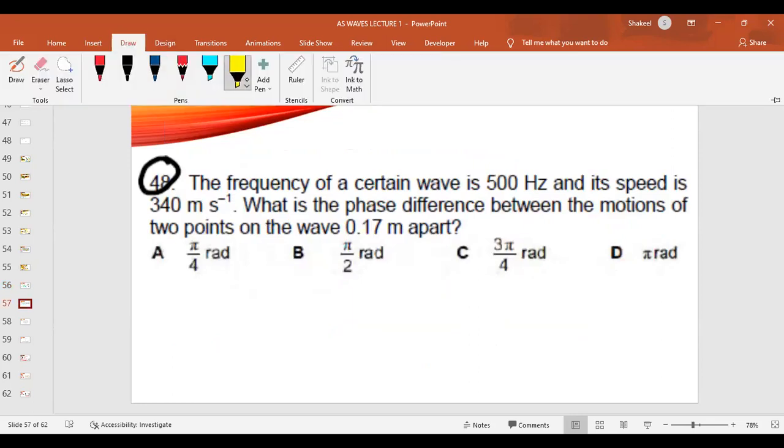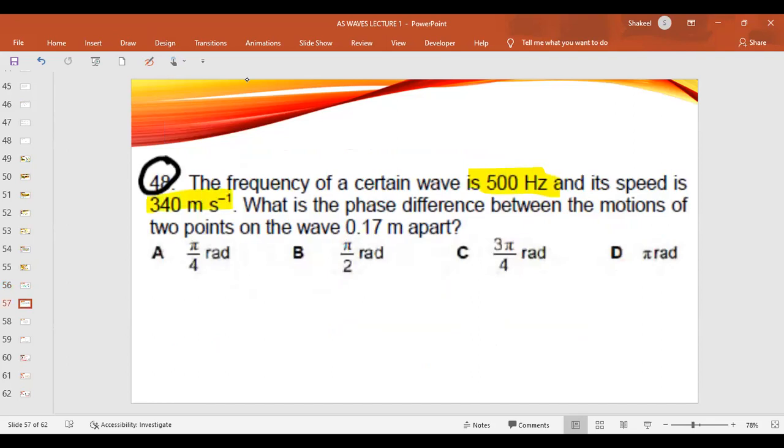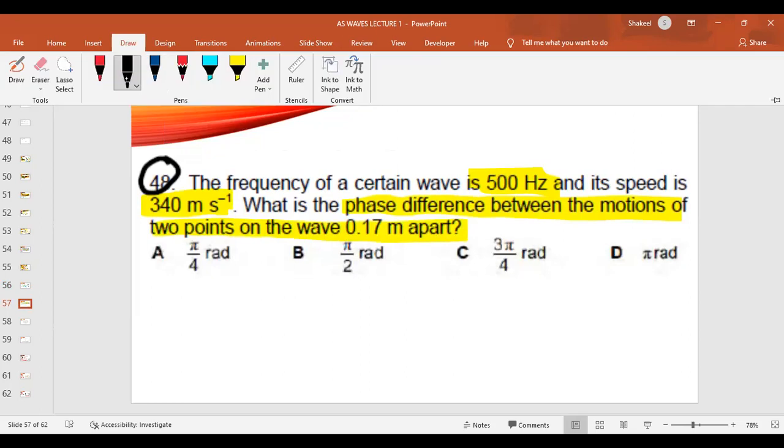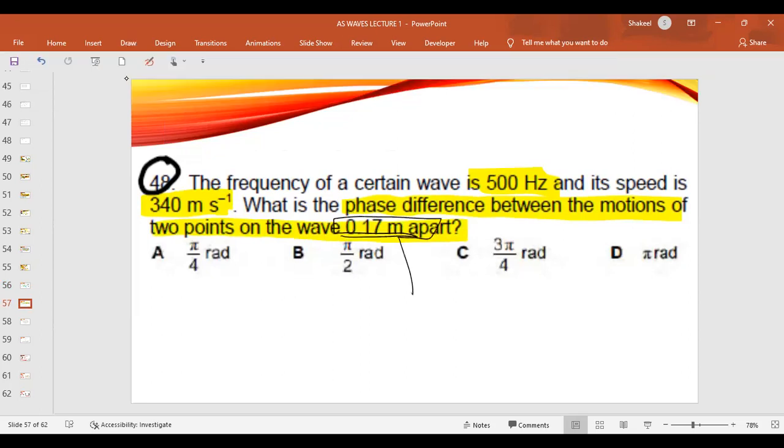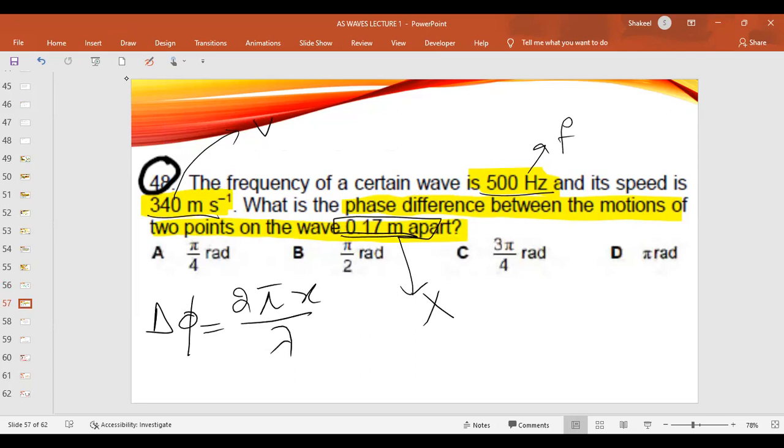The frequency of a certain wave is 500 hertz and speed is 340 meters per second. What is the phase difference between the motion of the 2 points on the wave which are 0.17 meter apart? So 0.17 meter apart is what? It is X. And this is frequency and this is speed. So you have to find the phase difference. So the formula is, phase difference is 2 pi X over lambda. And they have given you the X, so you can simply put its value 0.17.